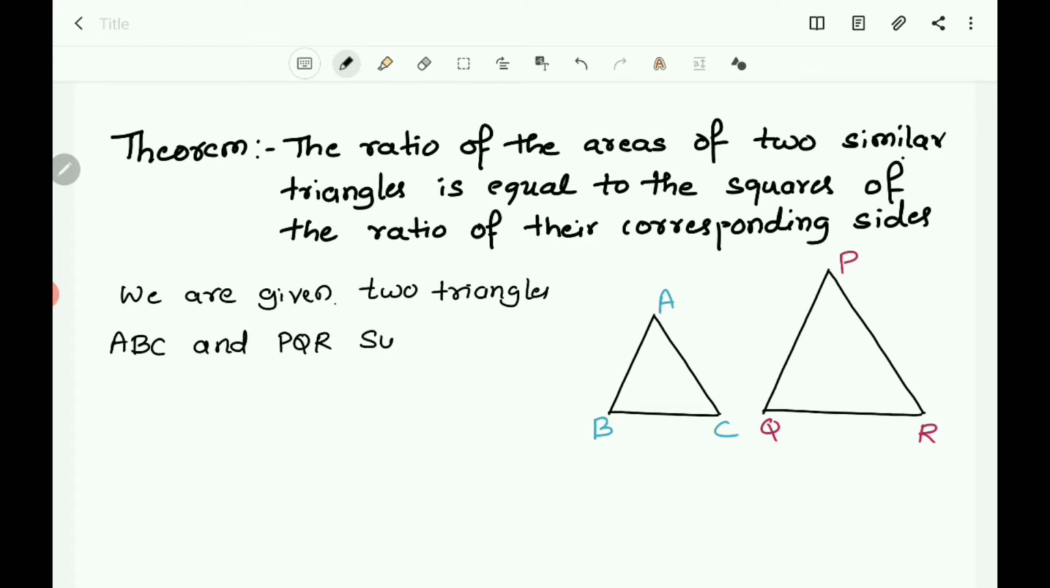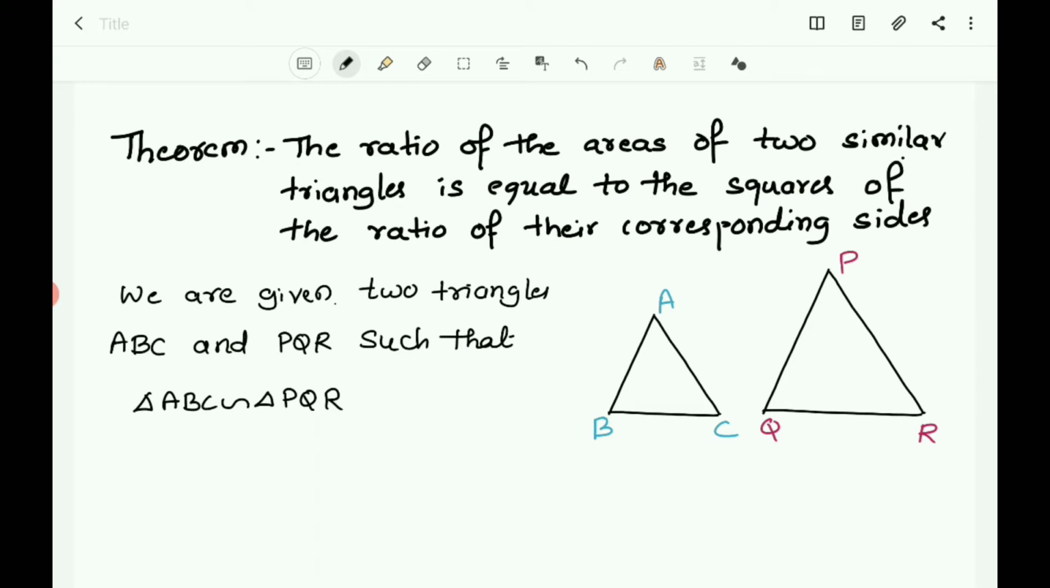such that triangle ABC is similar to triangle PQR. Triangle ABC is similar to triangle PQR, and if they are similar, you know that their corresponding sides are in proportion and their corresponding angles are equal. That is understood here. Now what we have to prove?